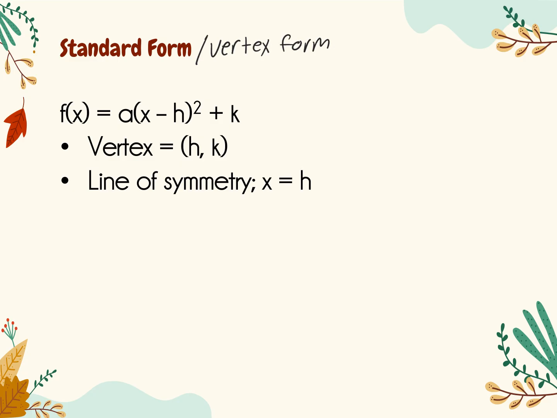I like to call it vertex form just because it gives you the vertex right away. So this is the same a that was in quadratic form in the first slide that we did. So this is the same a as in ax squared plus bx plus c, but this time we have the h and k of our vertex already in our equation. Once again, our vertex we represent with the letters h and k. And we have an axis of symmetry, or a line of symmetry, at x equals h. So it is that vertical line crossing the x-axis at h.